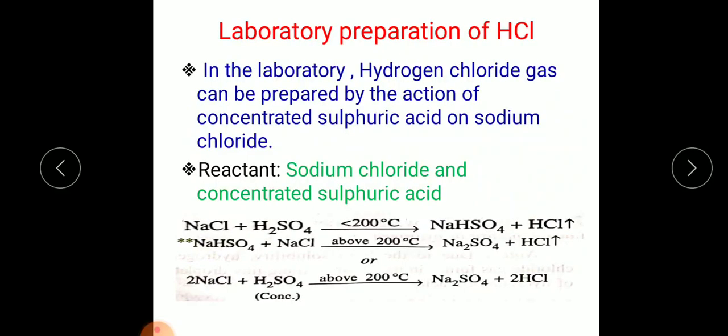Now we'll discuss the laboratory preparation of HCl. That means in the lab, how we can prepare HCl gas. In the laboratory, hydrogen chloride gas can be prepared by the action of concentrated sulfuric acid on sodium chloride. The reactants used in the preparation are sodium chloride and concentrated sulfuric acid. The reaction is: sodium chloride reacts with sulfuric acid to give sodium bisulfate and HCl gas, and that sodium bisulfate can further react with sodium chloride to give sodium sulfate and HCl. This is the reaction that takes place in the laboratory preparation of HCl.